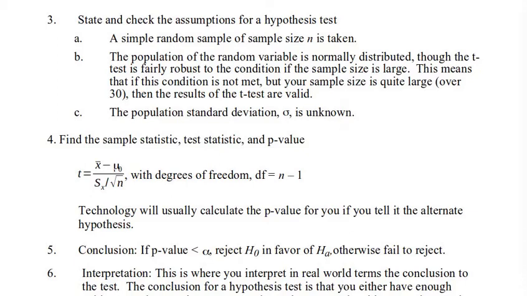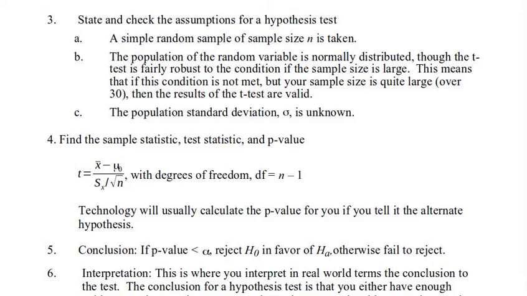Next, we state and check the assumptions of the hypothesis test. First, that we have a simple random sample, or better that it's representative, of sample size n. Then that either the population of the random variable is already normally distributed, although the t-test is fairly robust when there is a large sample size. This means that if the condition is not met, that the initial random variable is normally distributed, but that your sample size is over 30, then the results of the t-test are valid.